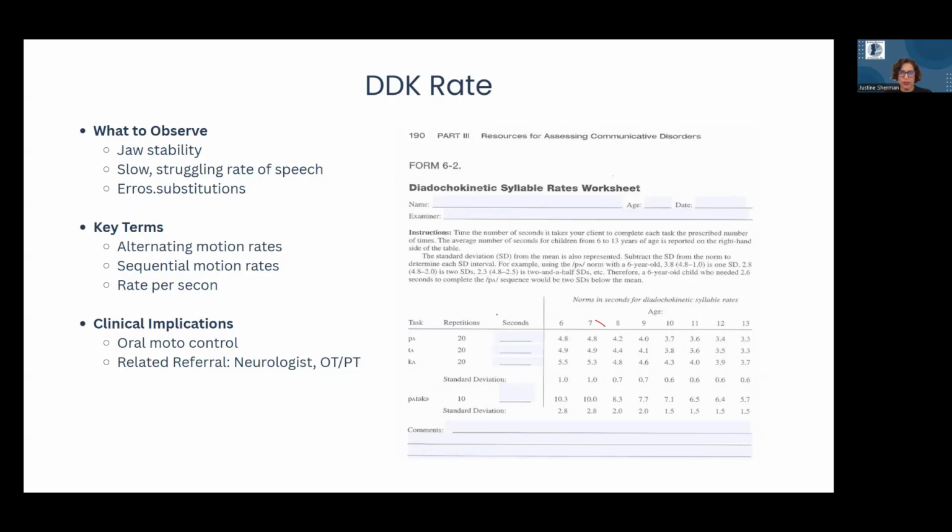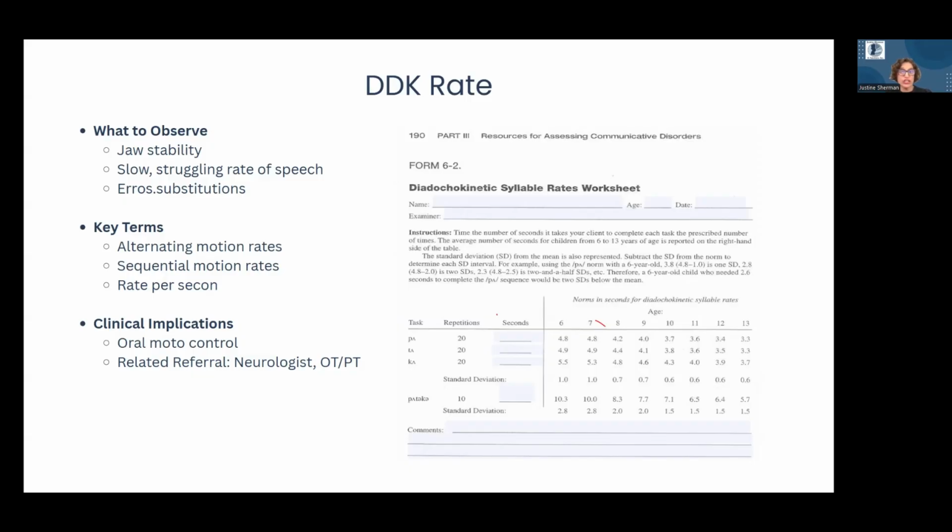So again, when documenting, we want it precise. We want the AMR and SMR performance, so rate, accuracy, rhythm. Breakdown patterns, was it fatigue? Was it sequencing errors? Comparison between AMR and SMR. And an example of that would be DDK assessment shows slow, irregular AMR with progressive imprecision. SMRs markedly reduced with segmentation and equal stress. Findings suggest reduced oral motor coordination and sequencing impacting speech intelligibility.